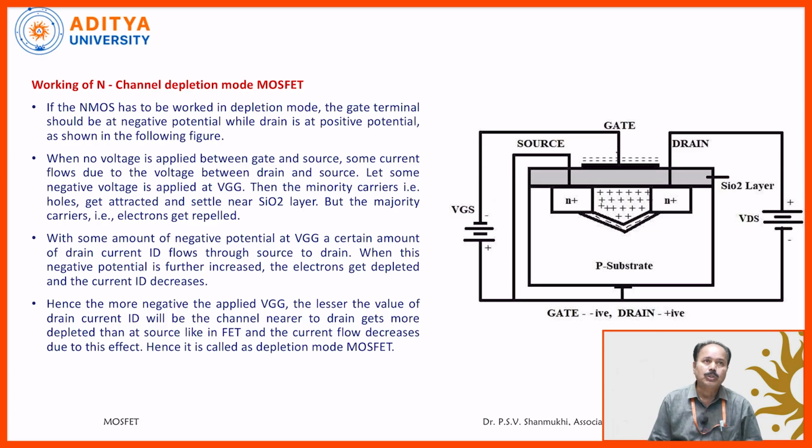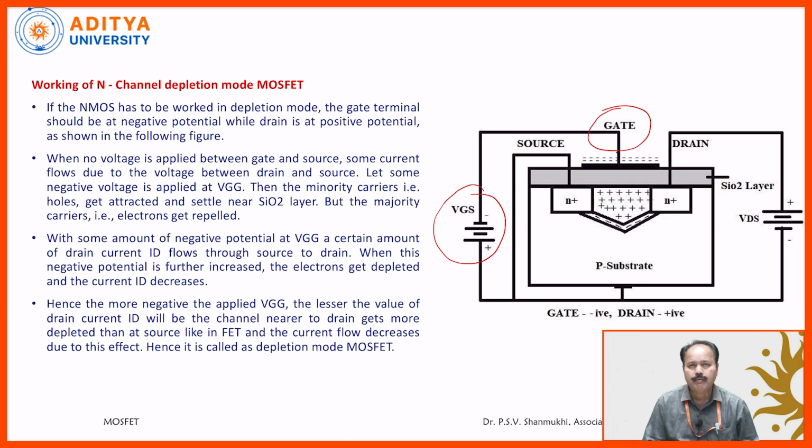So coming to the next one, depletion mode. In the depletion mode, when you observe the circuit diagram, here VGS, voltage between the gate and the source, you observe the gate is kept at the negative voltage. Again as usual, when there is no voltage given to the gate, what happens? From source to the drain, a little bit of current flows, because more negative charges are there, automatically the electrons will diffuse.